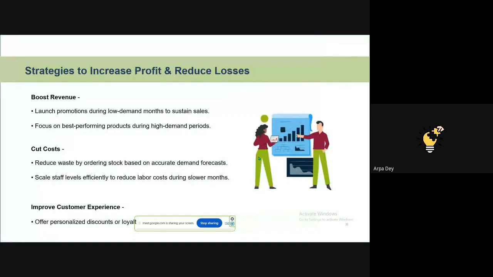The strategies to increase profit and reduce losses are to focus on our best performing products, and we can also launch promotional campaigns. In my opinion, we should definitely use social media for our campaign promotion, as it grows drastically. And we can also cut our costs by reducing labor in those months which don't perform really well.